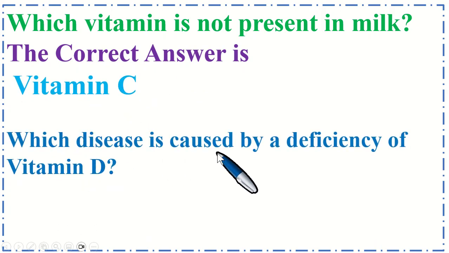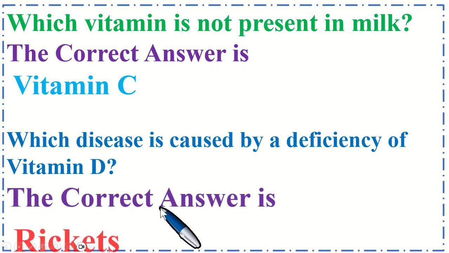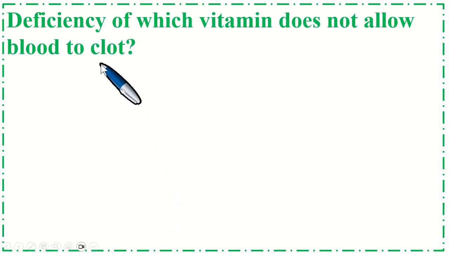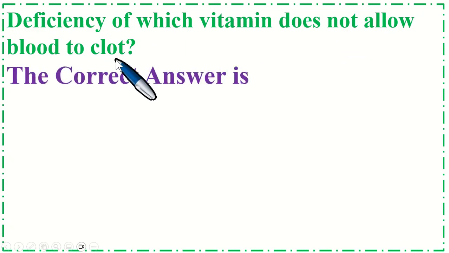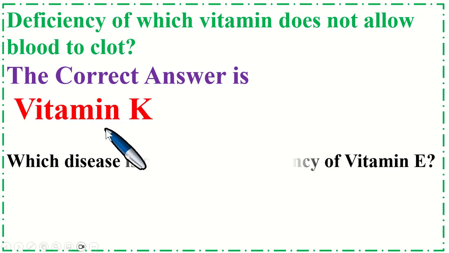Which disease is caused by a deficiency of vitamin D? The correct answer is rickets. Deficiency of which vitamin does not allow blood to clot? The correct answer is vitamin K.